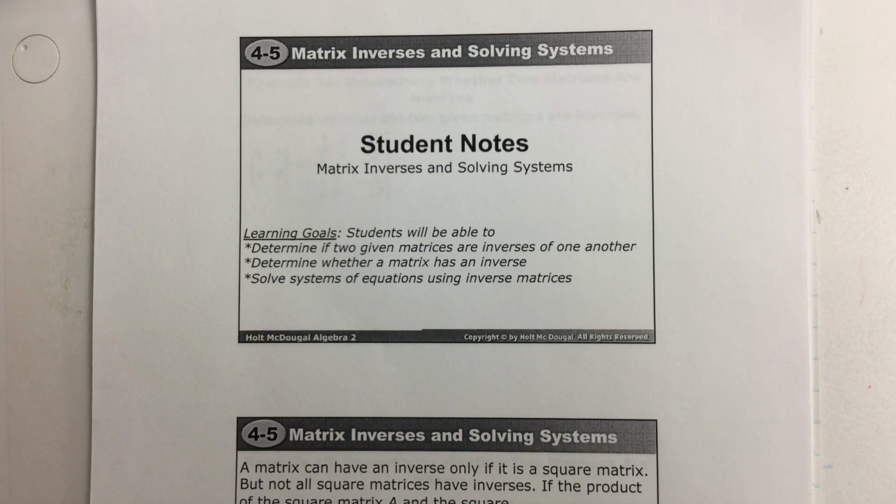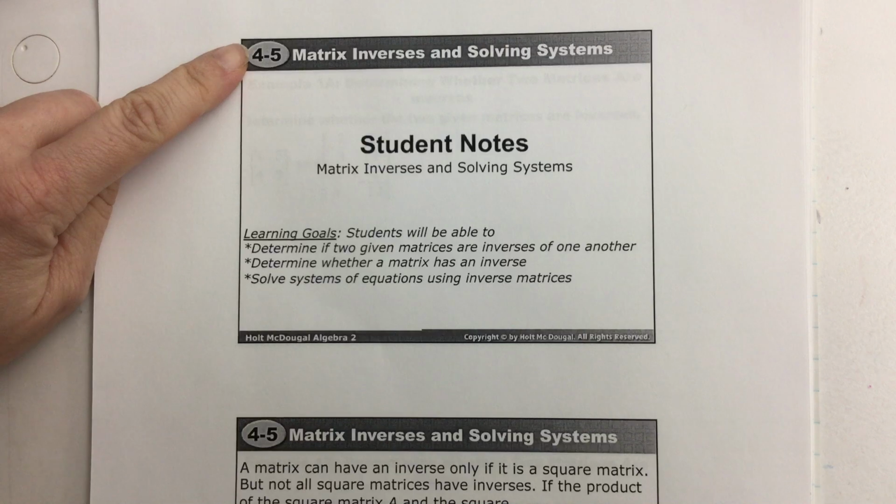Hi guys, this week we are going to go ahead and look at something called matrix inverses. And the cool thing is once you know how to make the inverse of a matrix, it's going to give us another method for solving systems of equations. You will notice up here it says 4.5.